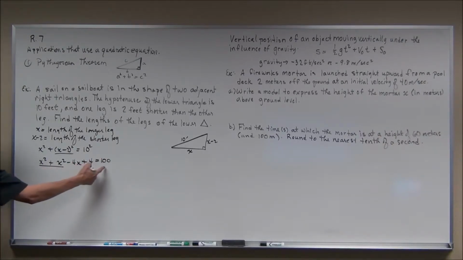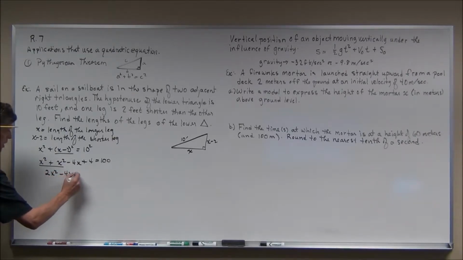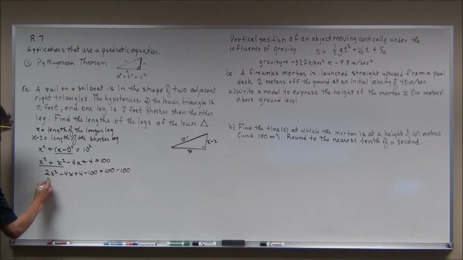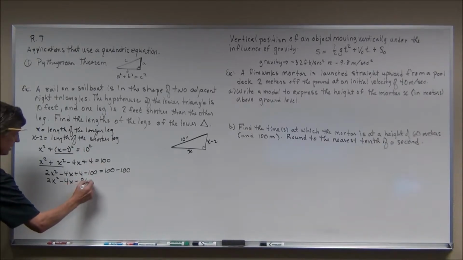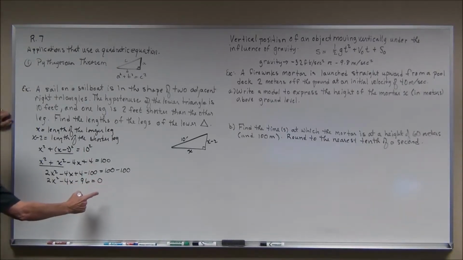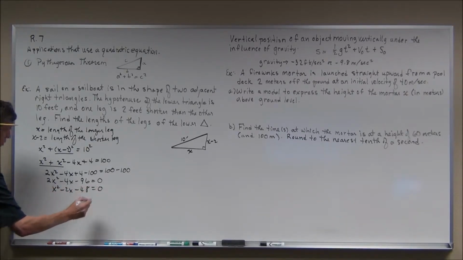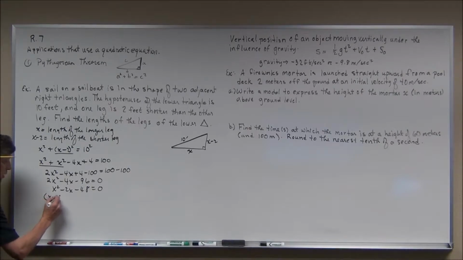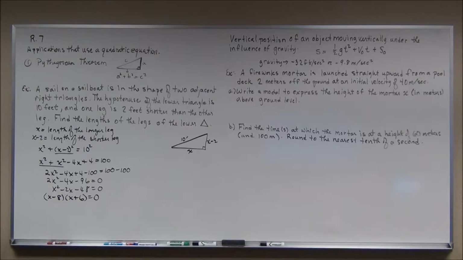Combine like terms, and I'm going to subtract 100 from both sides. 2x squared minus 4x plus 4 minus 100 equals 100 minus 100. So I have 2x squared minus 4x minus 96 is equal to 0. And if I divide through by 2, I have x squared minus 2x minus 48 is equal to 0. I have to divide every term, both sides, by 2 to simplify it down here. This one factors, which is really nice. And I have x minus 8 times the quantity x plus 6.